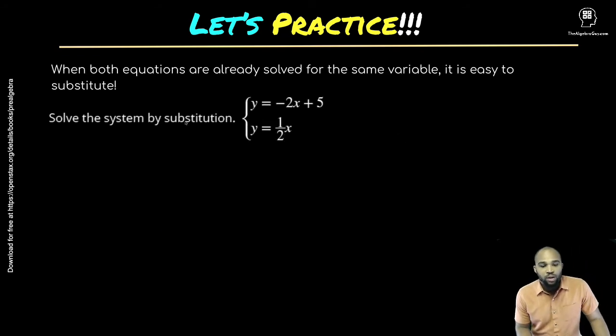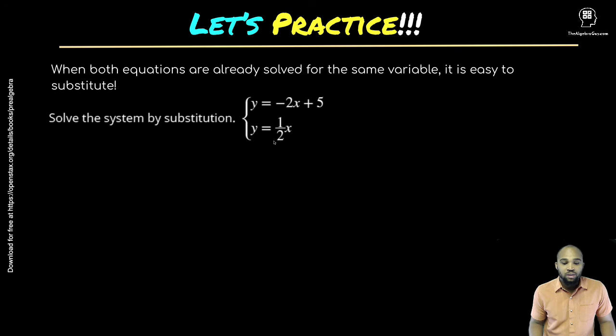All right, when both equations are already solved, it's even easier. Look, y equals and y equals. That means they're the exact same thing. y is equal to this and y is equal to that. They're telling you that they're both equal. So I can actually literally set them equal to each other. So I can rewrite this to say negative 2x plus 5 is equal to 1/2 x. Why? Because they're both y's. This is equal to this.